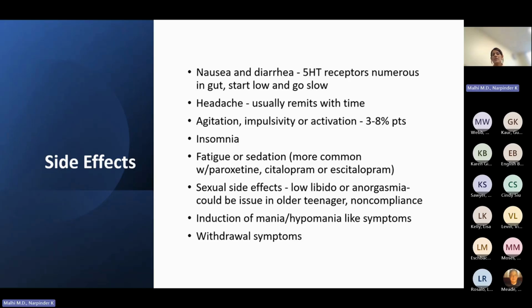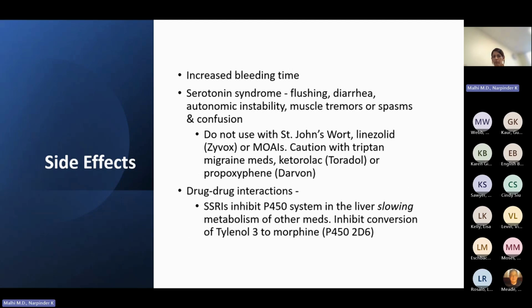And also at every visit, talking about symptoms like hypomania to assess for underlying bipolar. And then thinking about withdrawal symptoms, like really educating them. If you stop the medicine, the blood levels can go down and you can experience withdrawals.